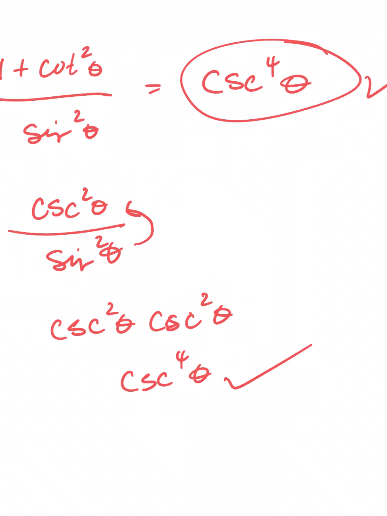So on this one, the 1 plus cotangent squared converts easily to a cosecant squared. And when I have a sine downstairs, it moves upstairs as a cosecant. And now I have a cosecant squared times cosecant squared. And that turns into a cosecant to the 4th, which is what it needed to be. So I got to where I needed to be.